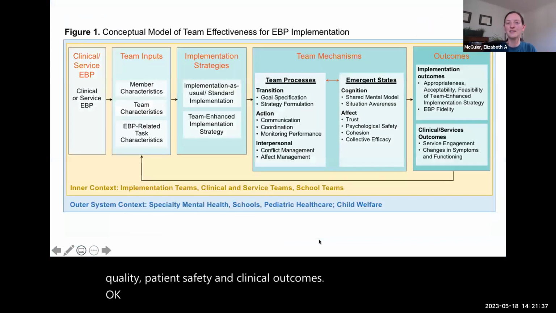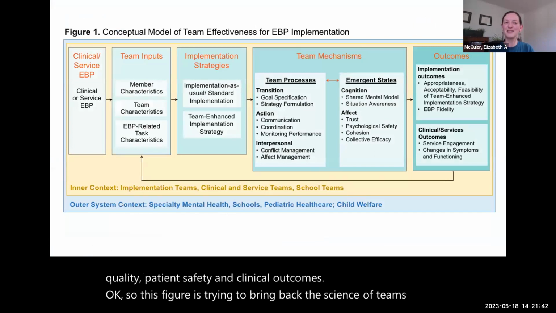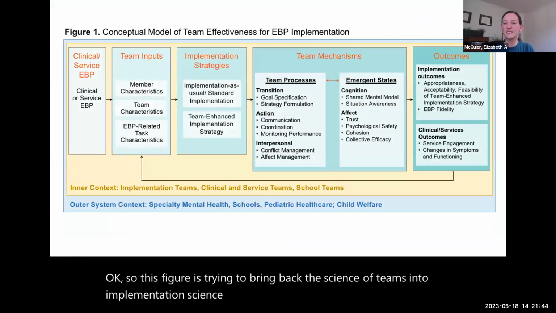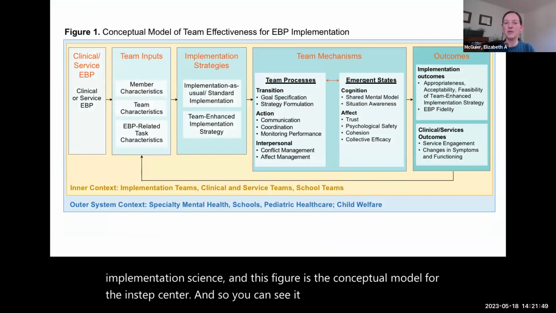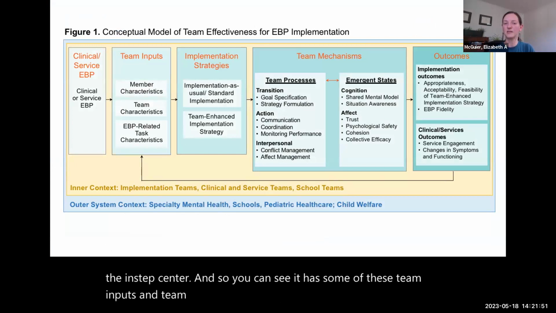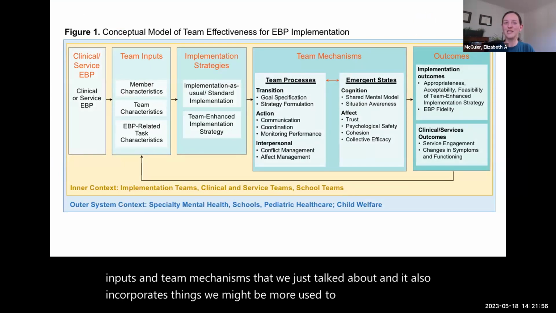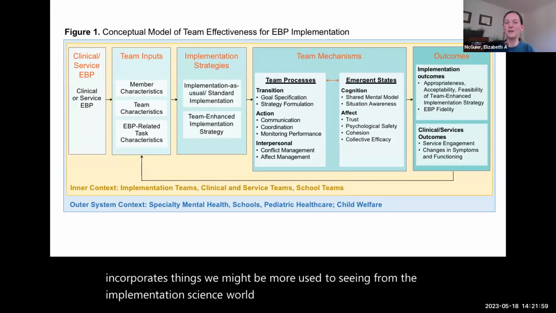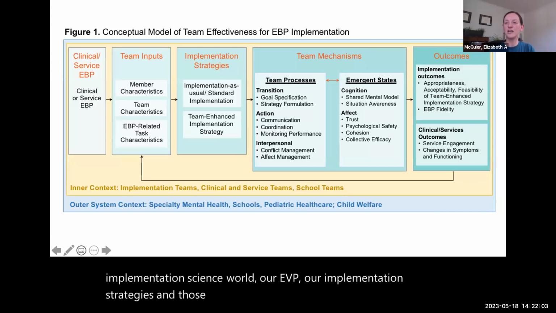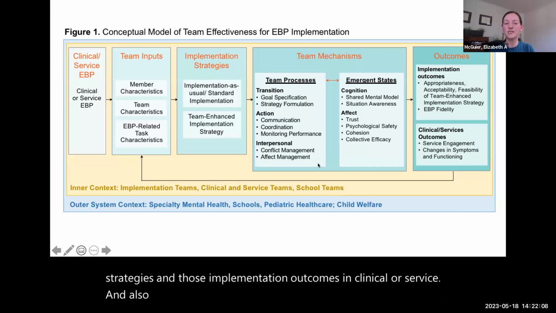Okay, so this figure is trying to bring back the science of teams into implementation science. And this figure is the conceptual model for the InStep Center. And so you can see it has some of these team inputs and team mechanisms that we just talked about. And it also incorporates things we might be more used to seeing from the implementation science world, our EBP, our implementation strategies, and those implementation outcomes and clinical or service outcomes. It also situates teams within the inner context and the outer context.